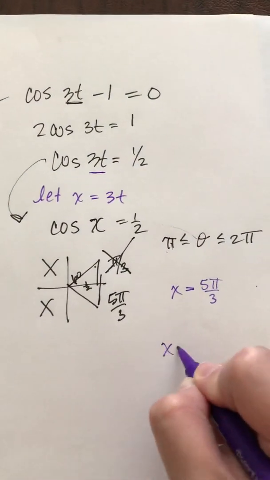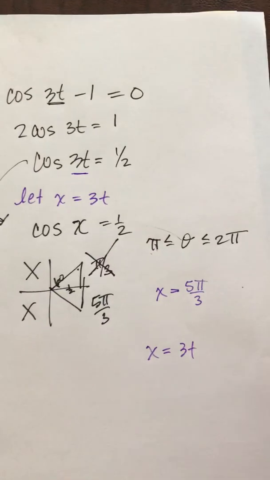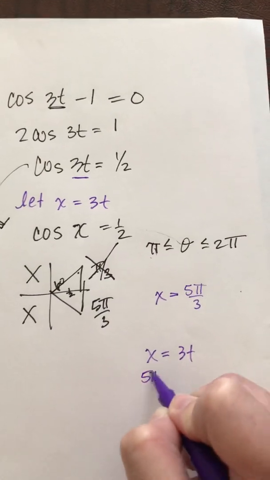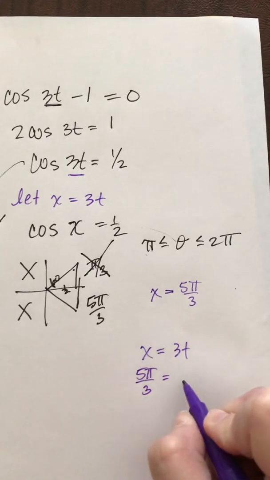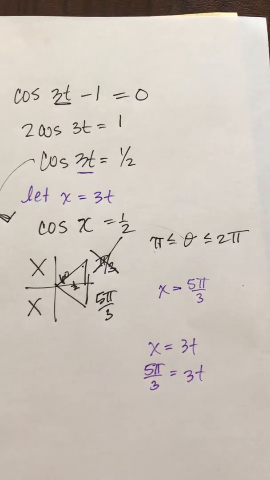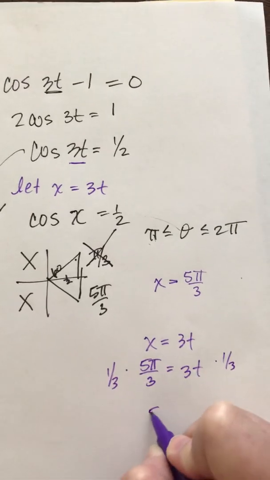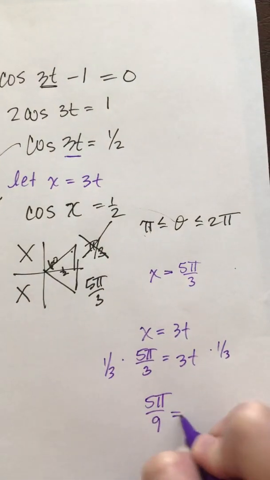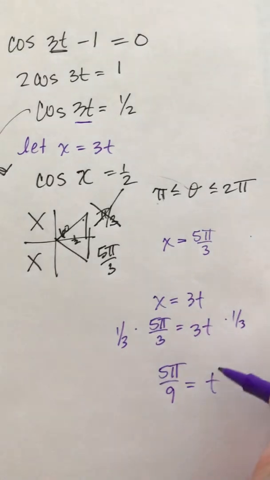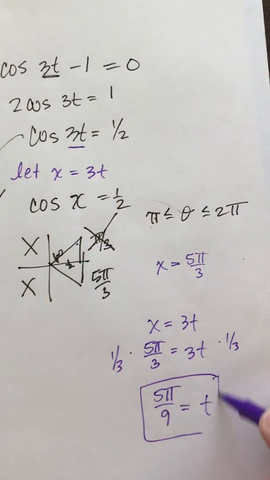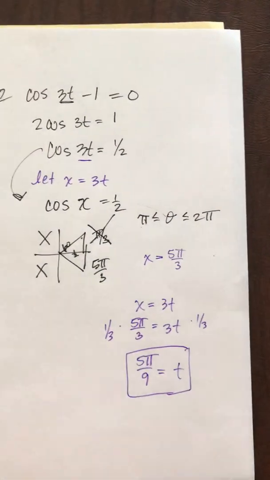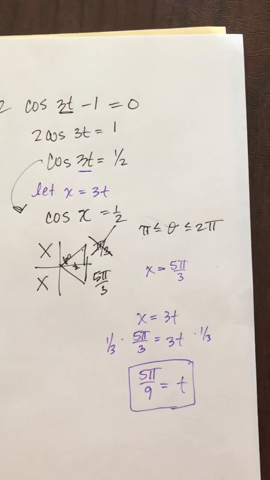So remember I said x equals 3t, but this time I'm going to substitute in 5 pi over 3 for x. And then I'm going to multiply both sides by a third to get rid of that 3. So I get 5 pi over 9 equals t. And this would be my final answer, because ultimately what I'm trying to do is solve for t.